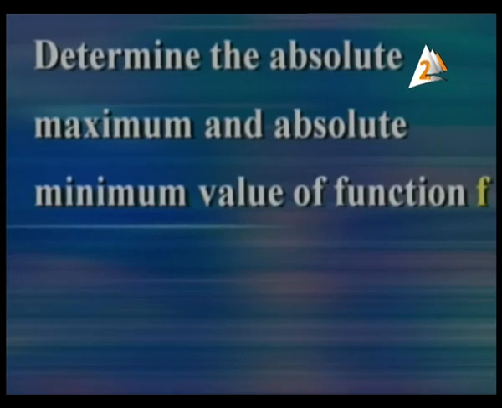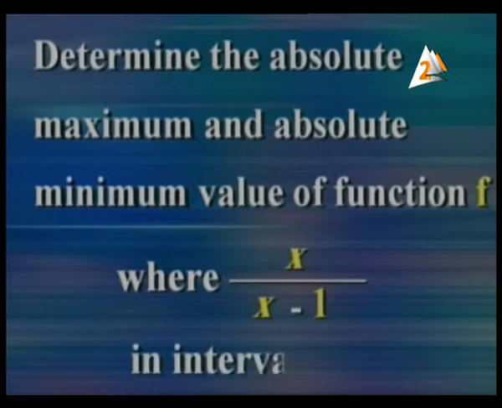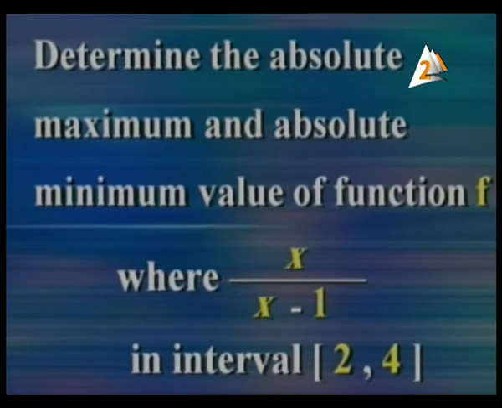We move to an important example. Determine the absolute maximum and the absolute minimum value of the function f of x equals x over x minus 1 in the closed interval 2, 4. Dear student, determine the absolute maximum and the absolute minimum value of the function. What is the function? x over x minus 1. What is the interval? Closed 2 to 4.